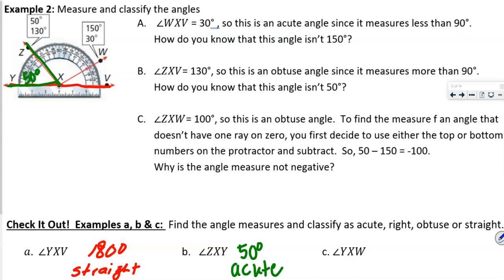And then our last one is YXW. Once again, we're going to use our outer measure, and this whole angle right here is 150 degrees, isn't it? So this is 150, so this one is obtuse.